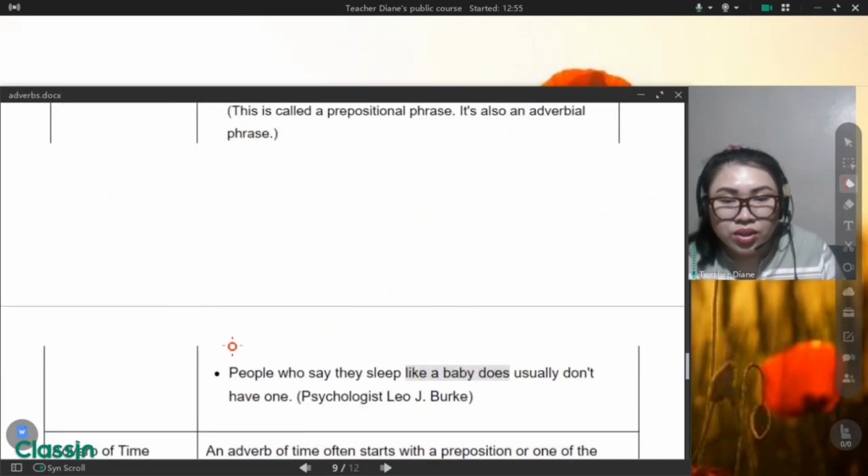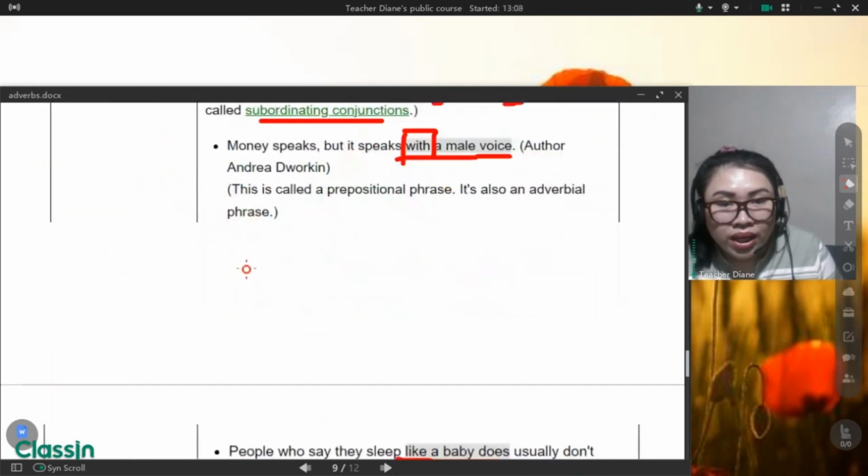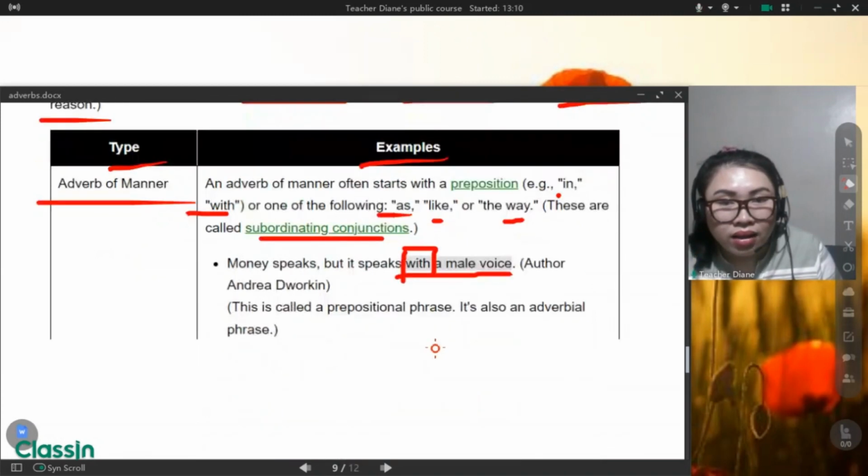Second example: People who say they sleep like a baby does usually don't have one. "Like a baby does" is our adverb of manner, and it starts with our subordinating conjunction "like."